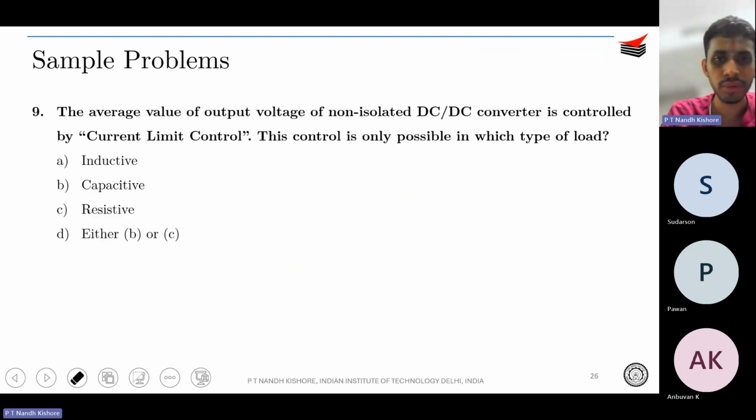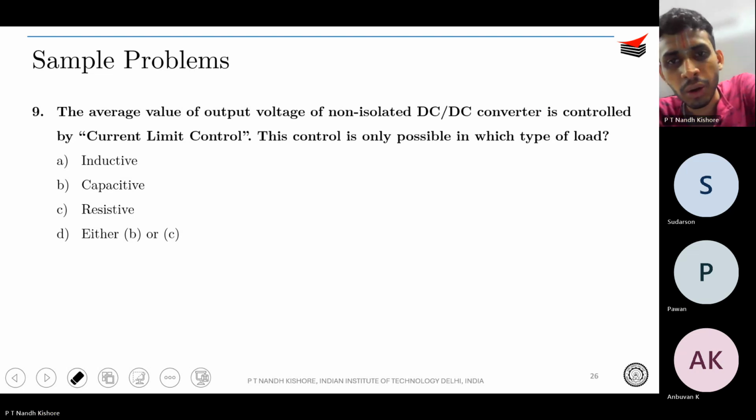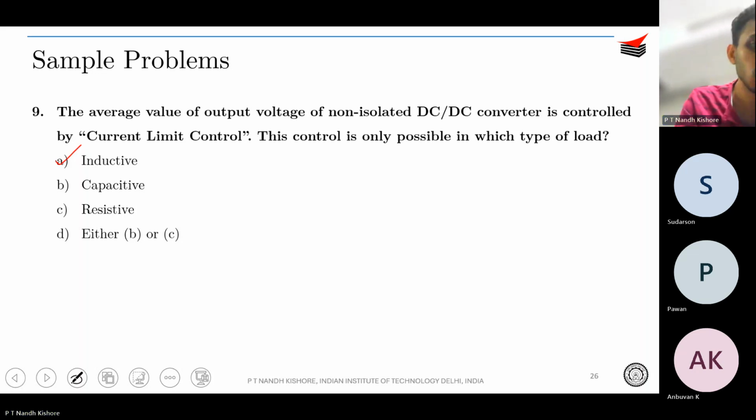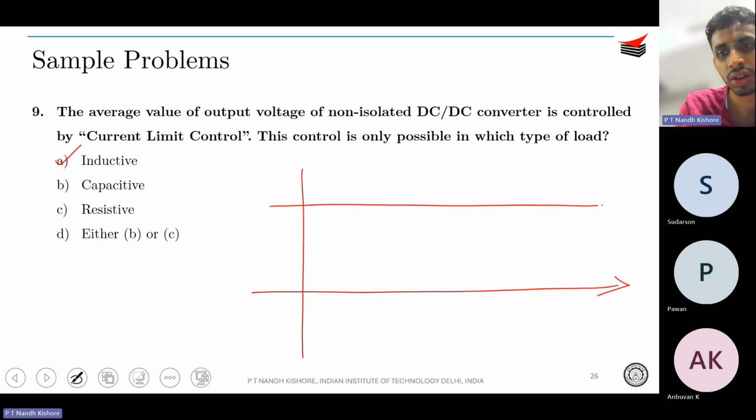The average value of output voltage of non-isolated DC-DC converter is controlled by current limit control. This control is possible in which type of load? I think we saw this in a previous class as well. The answer, if you remember, is going to be inductive. However, what do you do in any non-isolated DC-DC converter?